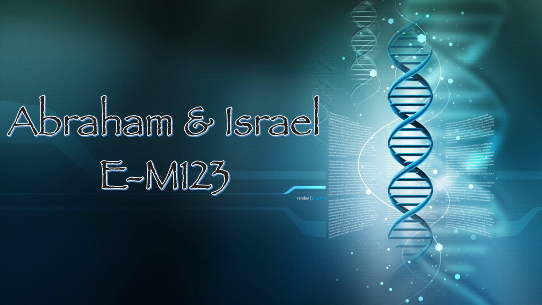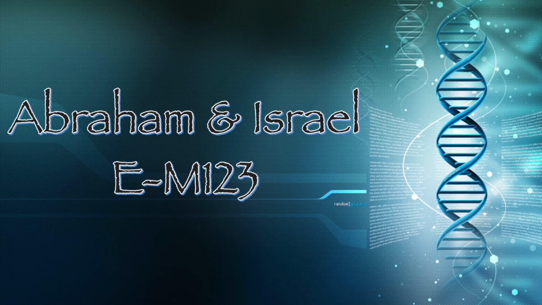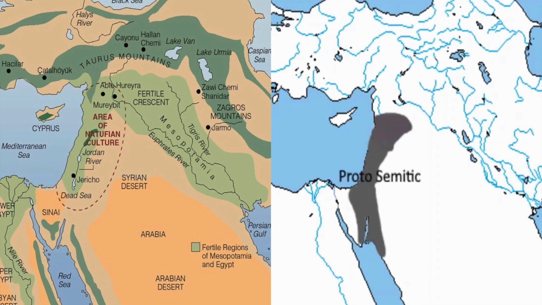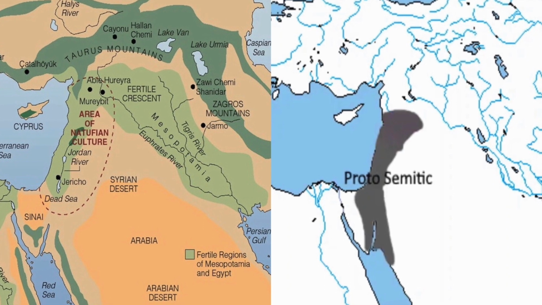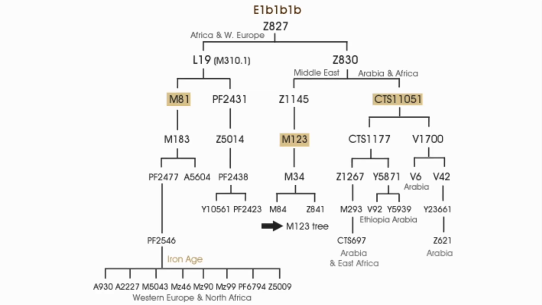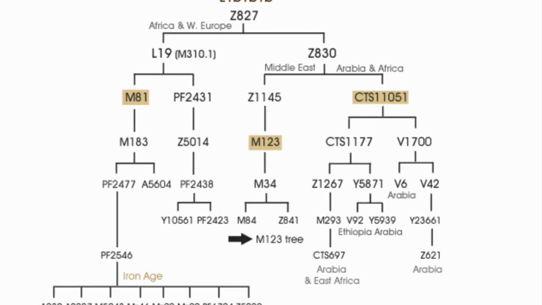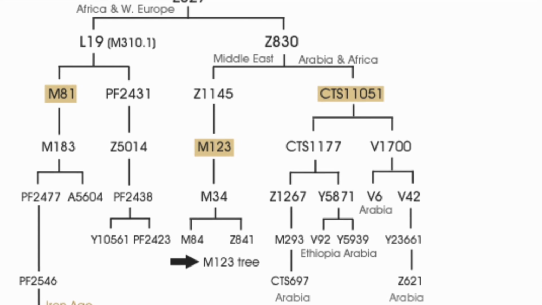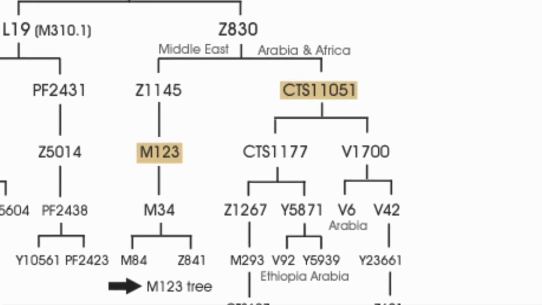One candidate that Abraham and the Israelites could be is E-M123. One method we can use to determine the haplogroup of Abraham and therefore the Israelites is by looking at the origin of the subclade and the location for the origin of Semites. One subclade of haplogroup E that Abraham could have been is a downstream of E-M123. E-M123 is a downstream of E-Z830, which the Natufians carried.